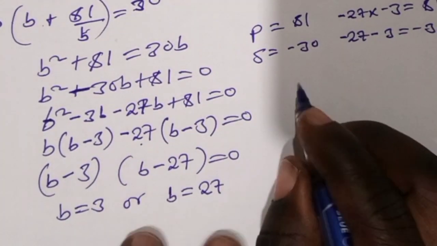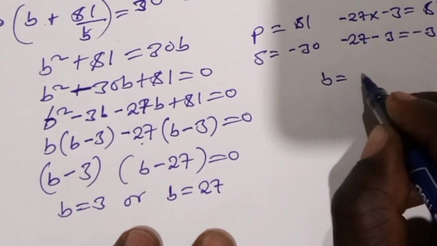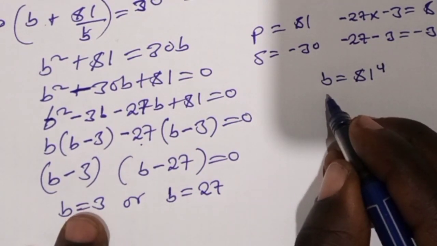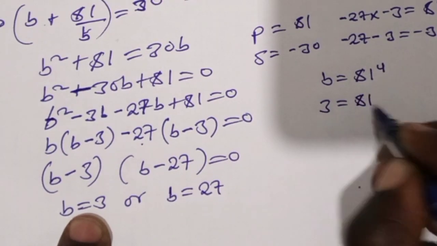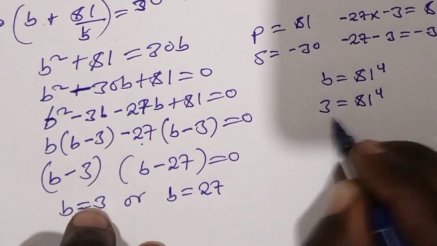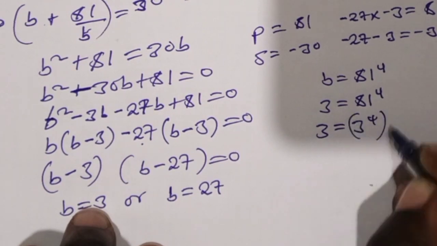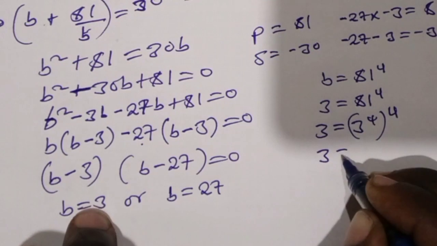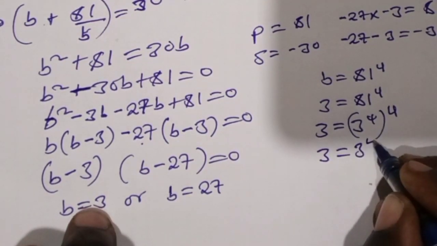And remember, we said b is equal to 81 to the power u, right? So we have to substitute. Let's use 3 first. So we have 3 equals 81 to the power u. So we have to make this exponential equation have the same base, which is 3 equals 3 to the power 4, in the bracket, then power u, which is 3 equals 3 to the power 4u.